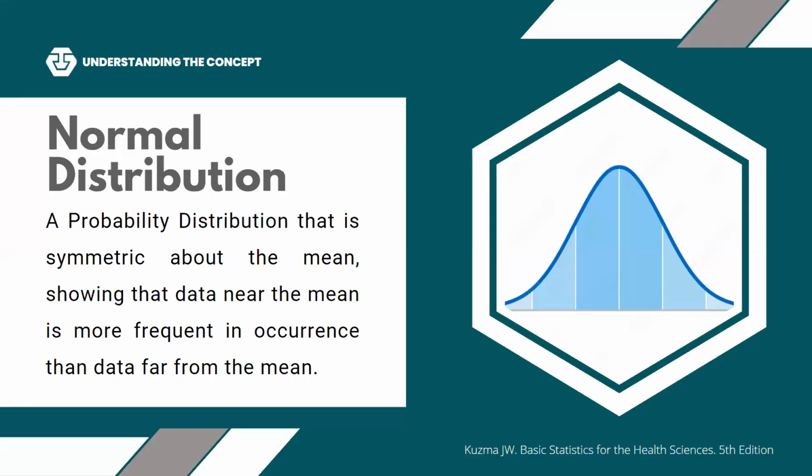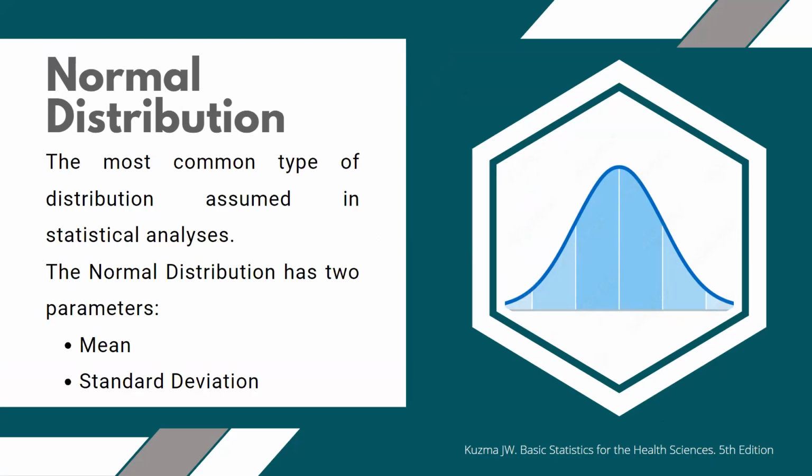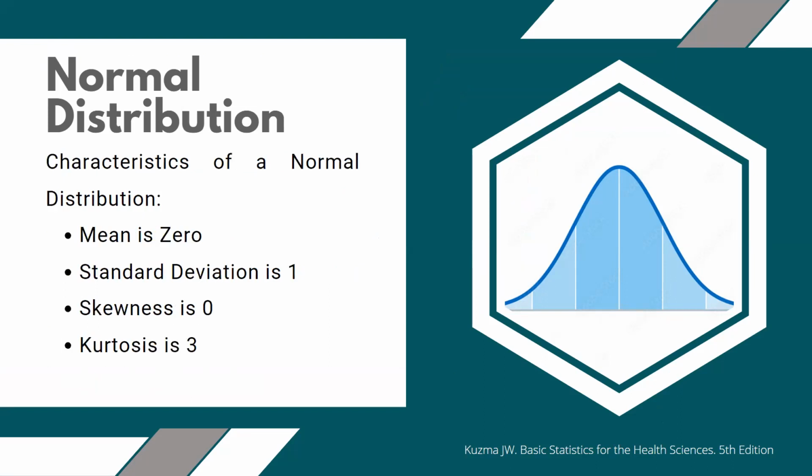Normal distribution is a probability distribution that is symmetric about the mean, showing that data near the mean is more frequent in occurrence than data far from the mean. Normal probability distribution is also regarded as the Gaussian distribution. Normal distribution is the most common type of distribution assumed in statistical analysis. The normal distribution has two parameters. Number one is mean, and number two is the standard deviation. The characteristics of a normal distribution are: mean is 0, standard deviation is 1, skewness is 0, and kurtosis is 3.